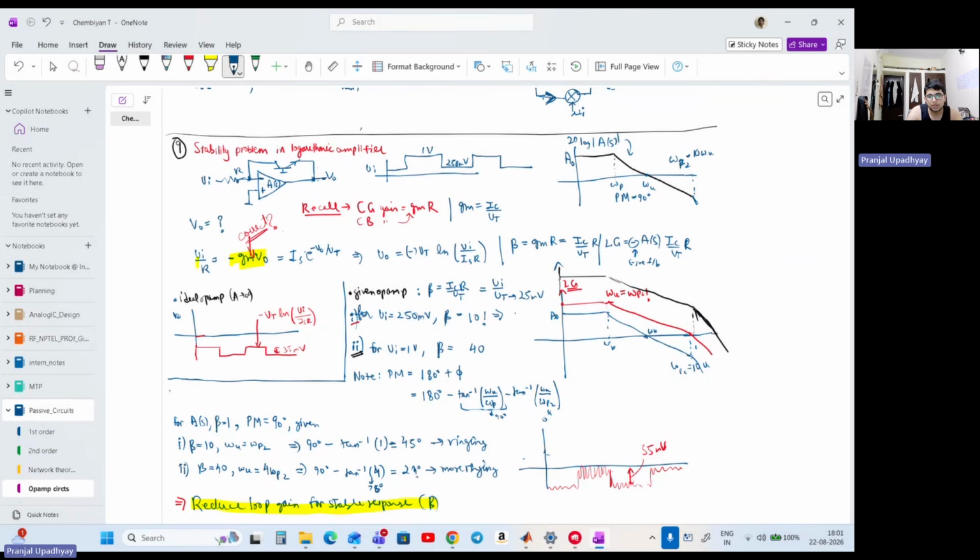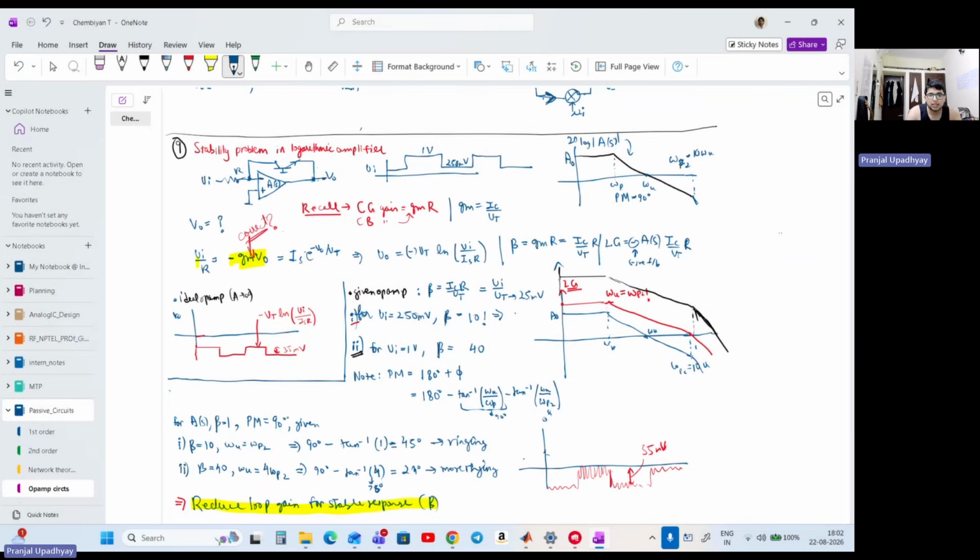Now, how did we converge to these exact values? What we need to understand is the formula of this omega u, which is the unity gain frequency. The open loop unity gain frequency for a first order system is approximately given by DC gain times beta times its pole. So it is directly proportional to beta. If beta increases by 10x, this also increases by 10x. And that's how we came up with these numbers. It's quite easy to do, right?